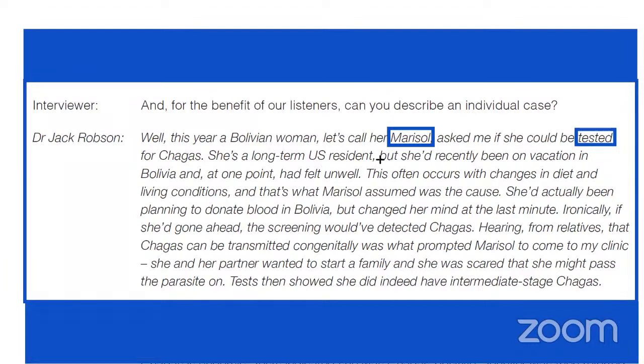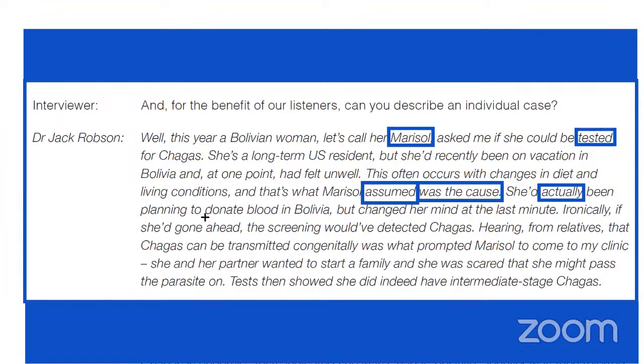She is a long-term US resident, but she had recently been on vacation in Bolivia and at one point had felt unwell. This often occurs with changes in diet and living conditions. And that's what Marisol assumed was the cause. Assumed, not reality.